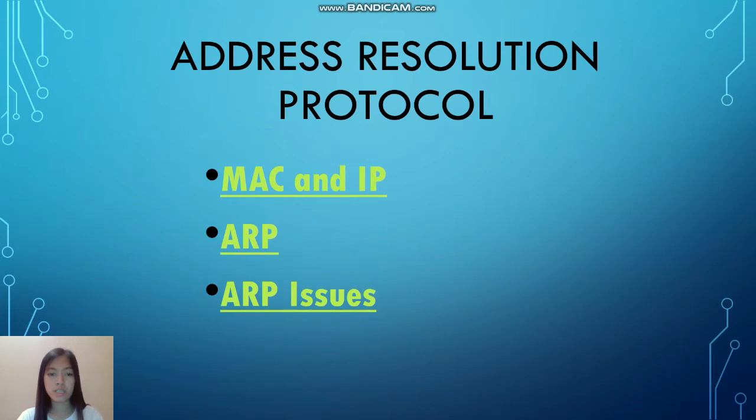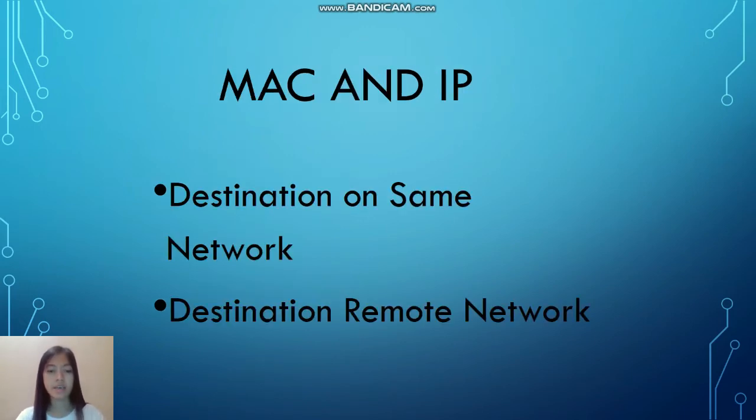The Address Resolution Protocol includes MAC and IP addresses, ARP, and ARP issues. So first, MAC and IP address: destination on the same network and destination on a remote network. There are two primary addresses assigned to a device on an Ethernet LAN: first is the physical address, or the MAC address, and second is the logical address, or the IP address. Then destination on a remote network. When the destination IP address is on a remote network, the destination MAC address will be the address of the host's default gateway, the router's NIC.